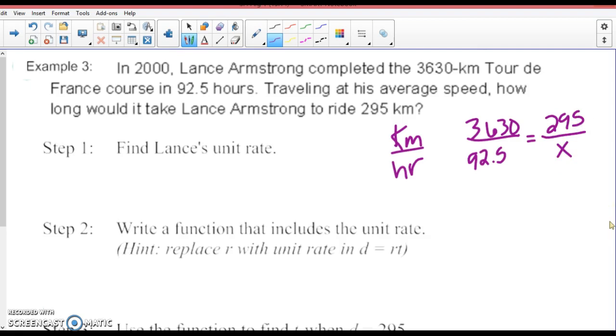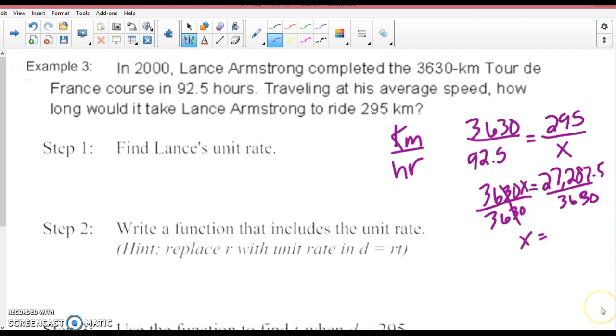Didn't I just set up a proportion? So, cross multiply. So, let's do this. 3,630 times X equals 92.5 times 295, which is, wow, 27,287.5. Do not round in the middle of the problem. Please feel free to use calculators this evening. Divide both sides by 3,630.